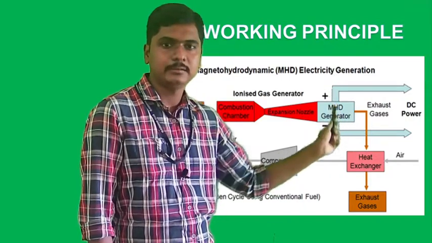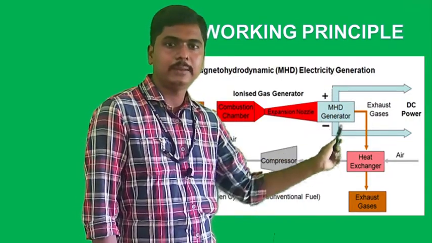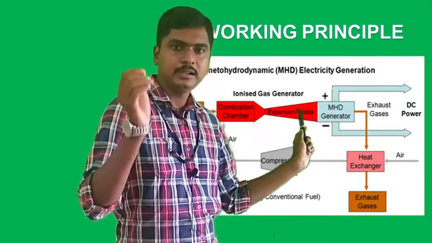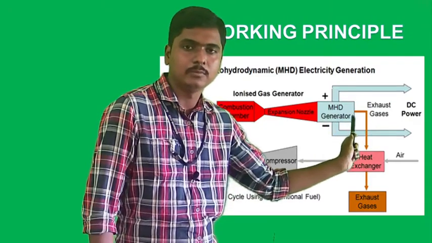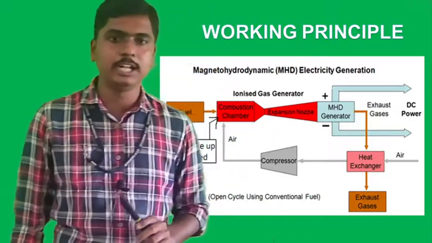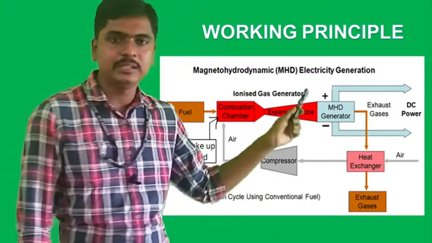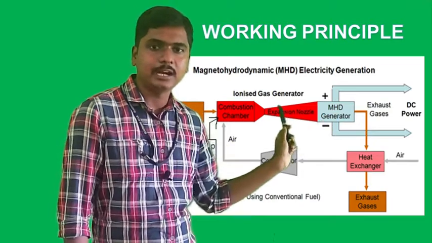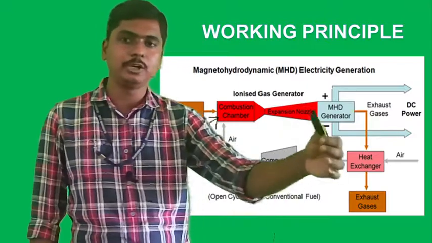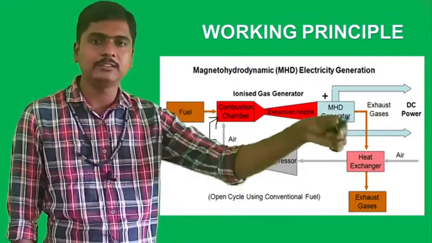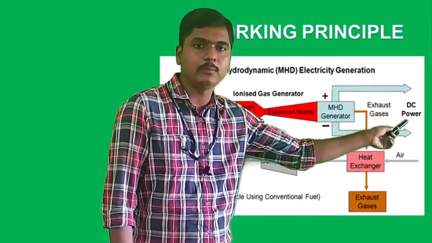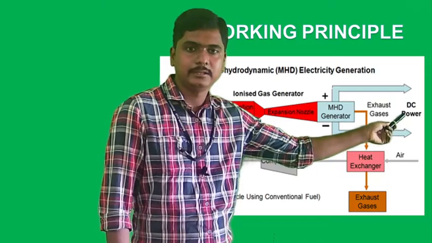So here we have the magnet. Inside this magnet, this high temperature and high velocity gas will flow. In that case, according to Faraday's law of electromagnetic induction, if a high temperature conducting material moves inside a magnet, then we are able to produce electricity. We can get the current. So that's why from the MHD generator we can produce direct current.